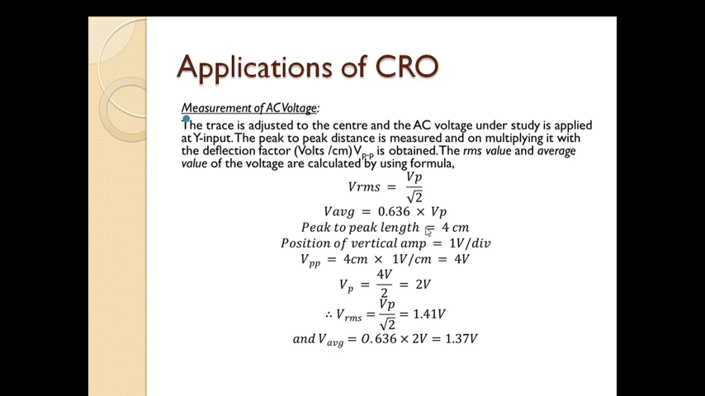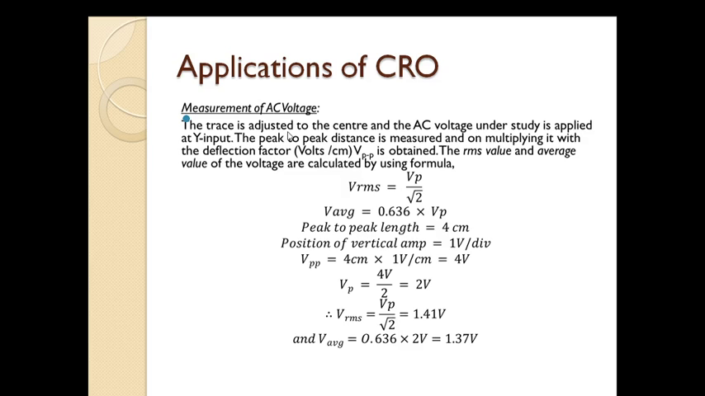So the peak to peak length is first found out, which is the vertical peak to peak length. Then we multiply it with the position of the vertical amplifier in volts per division. That will give you the peak to peak voltage. For peak voltage, we will divide the peak to peak voltage by 2, and then for RMS value, we will divide the peak voltage by √2, and for the average value of voltage, the peak value will be multiplied by 0.636.